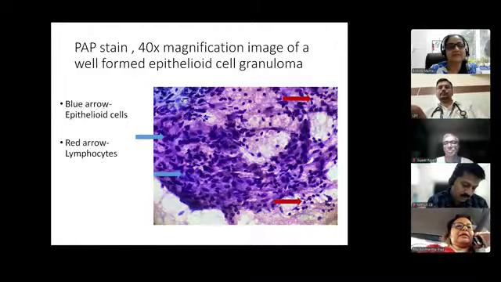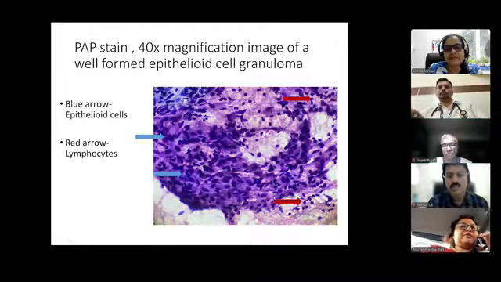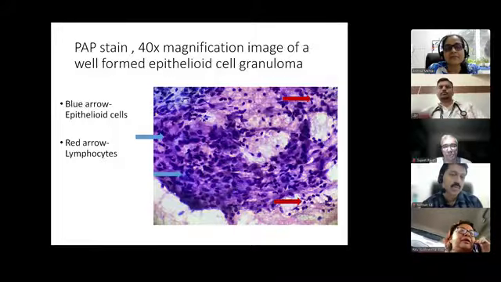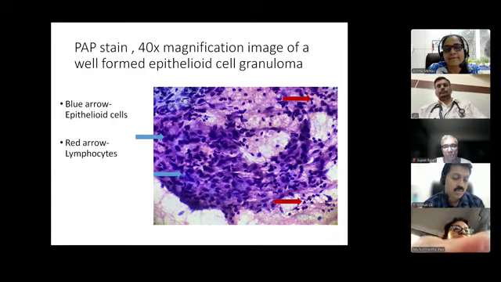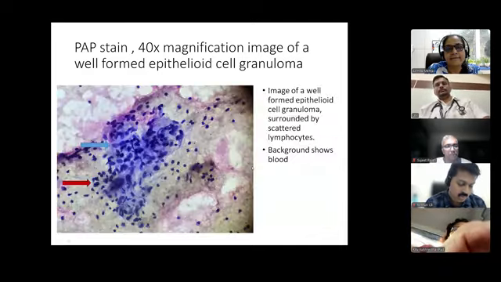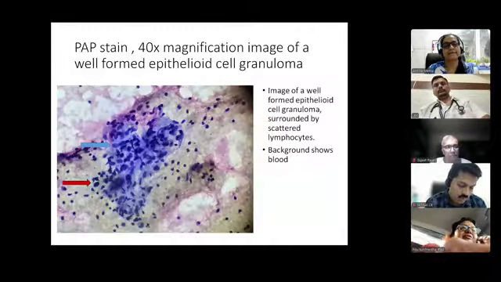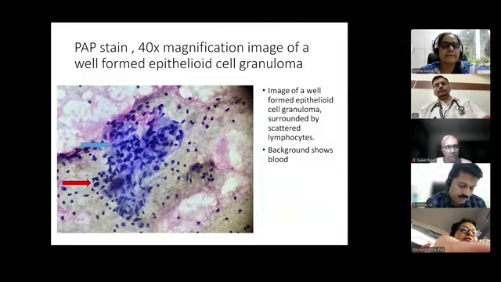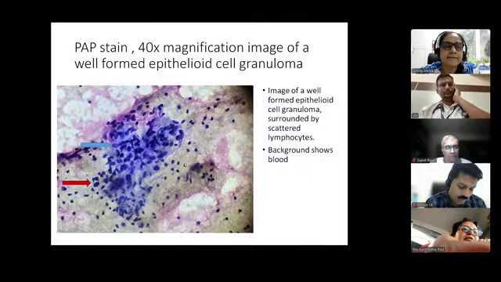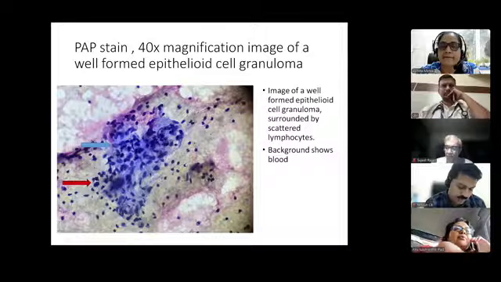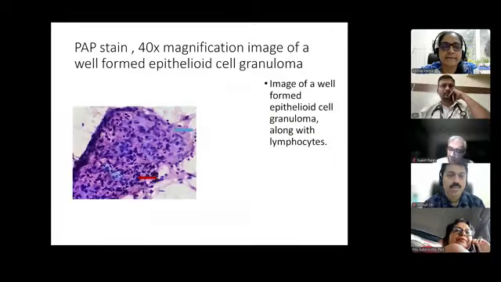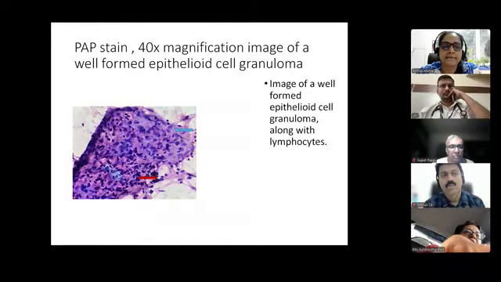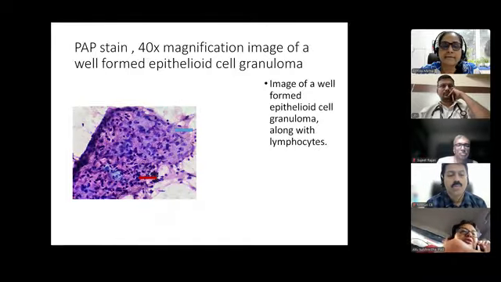So the FNA smears which we are seeing, stained with the Giemsa stain and the PAP stain, are showing very well-formed non-caseating epithelioid cell granulomas. This is the Giemsa stain and this is the PAP stain. In the second smear also, we are seeing very well-formed non-caseating epithelioid granulomas. These are the images available on the FNA which was obtained. The third image also shows the same granulomas and granulomatous inflammation.